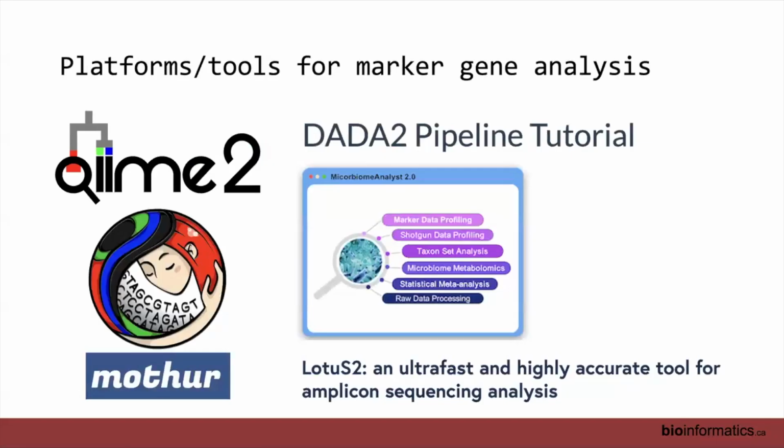So when we come to look at different options for marker gene analysis, you will find now that QIIME2 is by far the most used for this. This is partly because it's got a really large team of people behind it that are developing and maintaining it constantly.